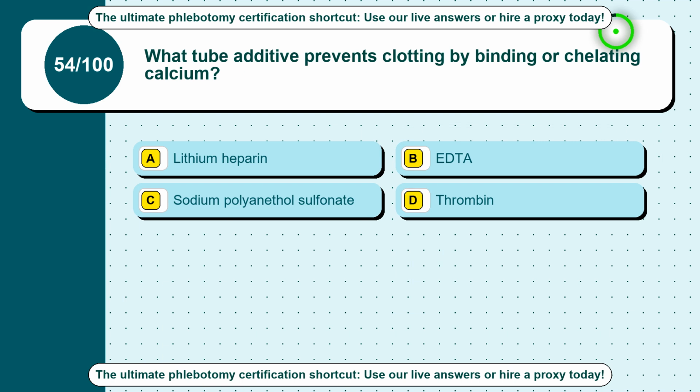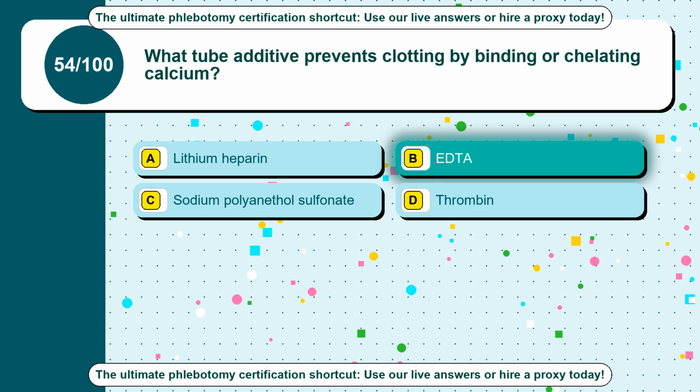Question 54. What tube additive prevents clotting by binding or chelating calcium? Option A. Lithium heparin. Option B. EDTA. Option C. Sodium polyanethole sulfonate. Option D. Thrombin. The correct answer is option B.